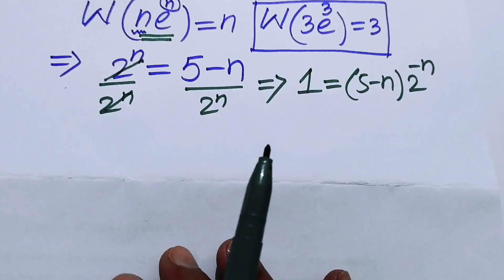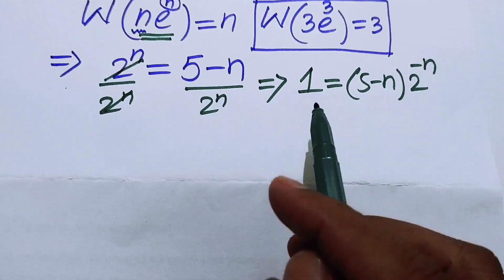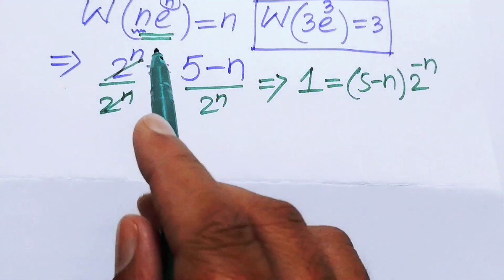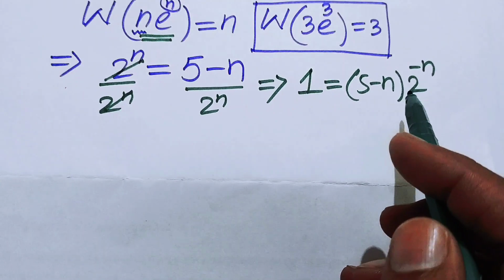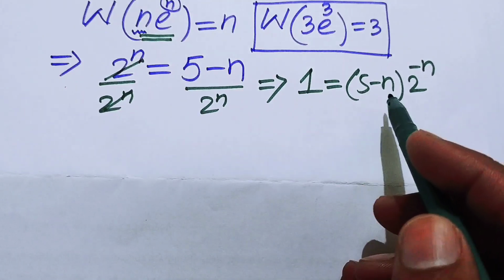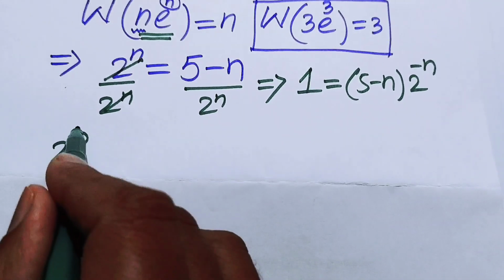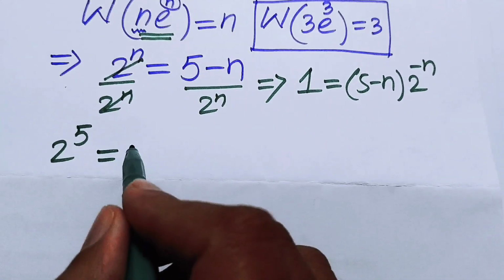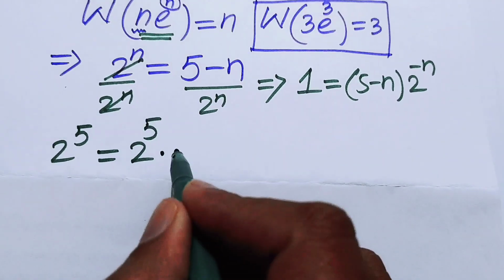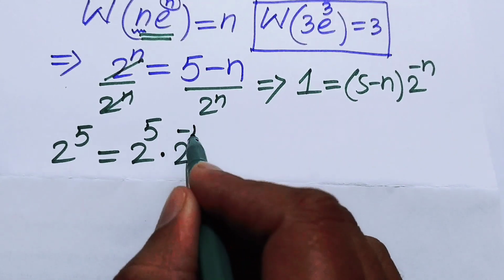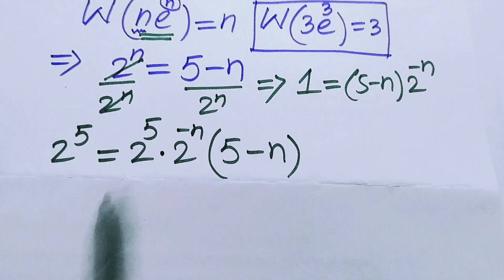After this step we will multiply both sides by 2 to the power of 5, because we need to make this form, so that the exponent of 2 will be 5 minus n. So we multiply both sides by 2 to the power of 5, and we get 2 to the power of 5 times 2 to the power of minus n times 5 minus n.